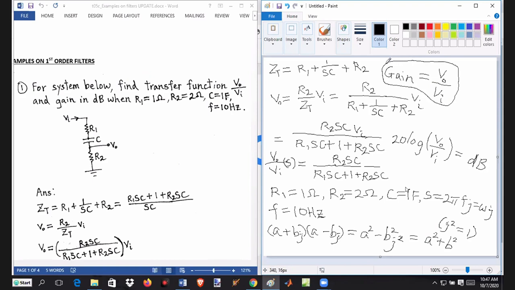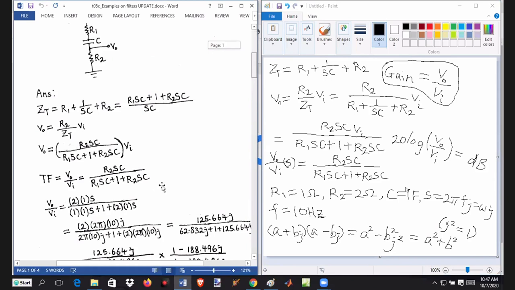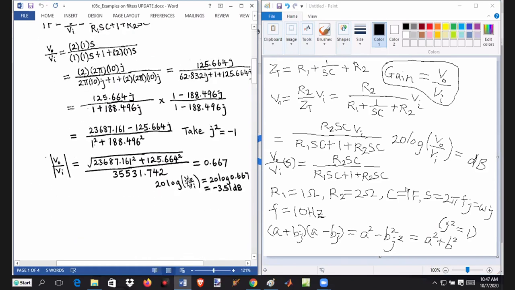So let's highlight this one, circle for you. The gain is VO over VI. Otherwise, somebody will ask how to find the gain. Gain is actually same as transfer function, the formula. So you just take the 20 log VO over VI, then you get the answer, minus 3.51 dB.